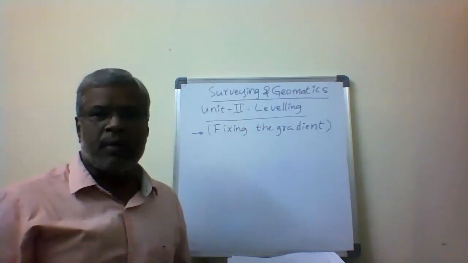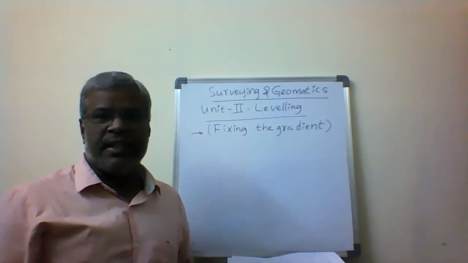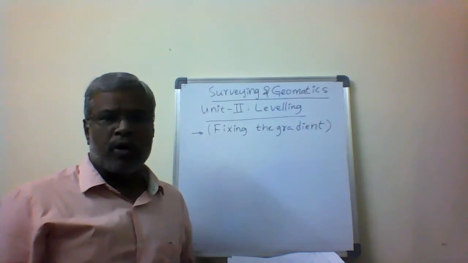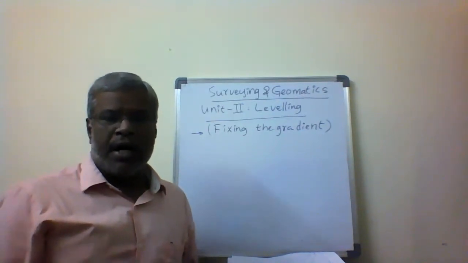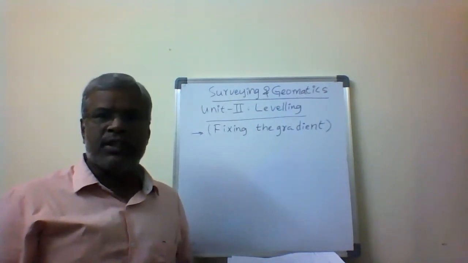So in today's session, I'm going to be discussing leveling. In leveling, how are we going to fix the gradient for a given set of readings, or the slope, by using the height of collimation method or the rise and fall method? So fixing the gradient is more important.